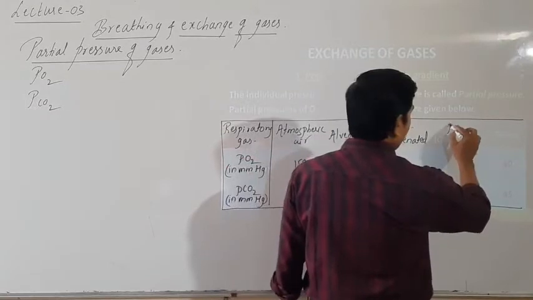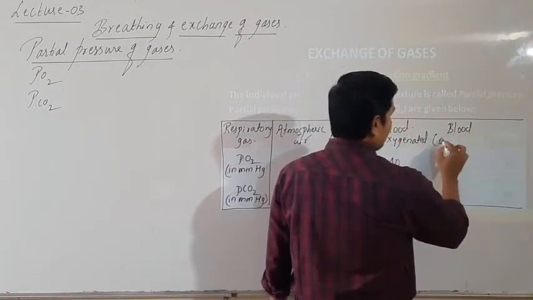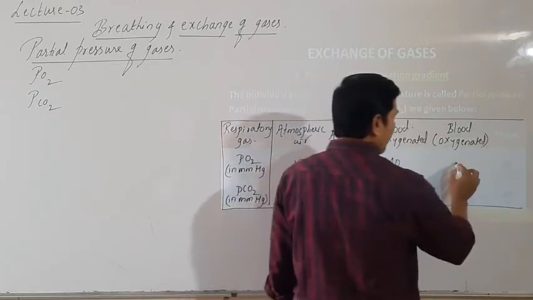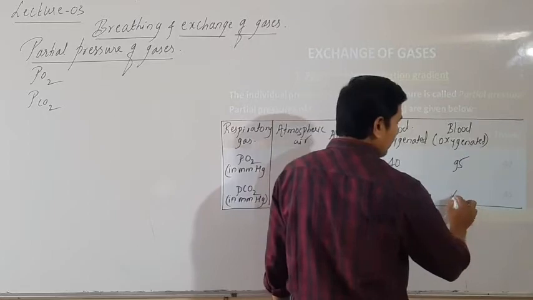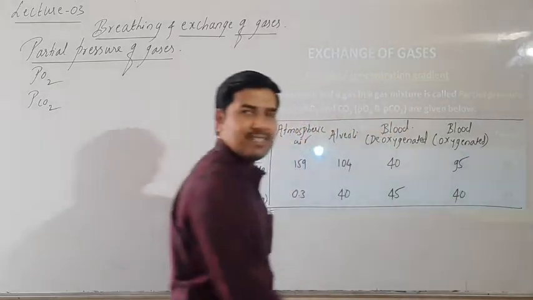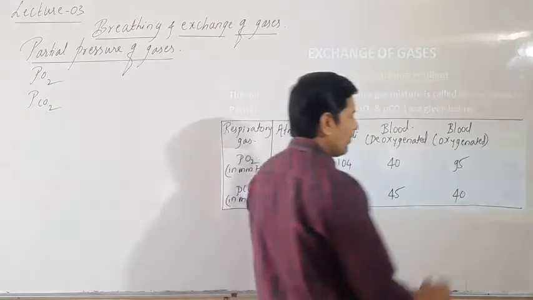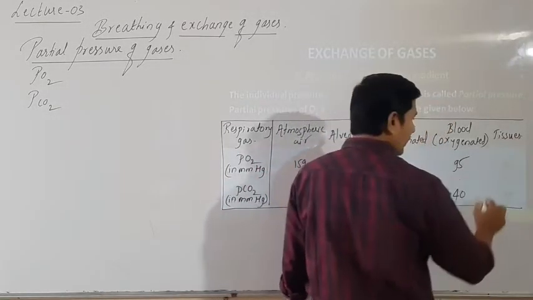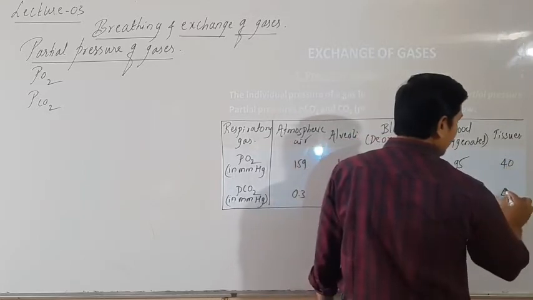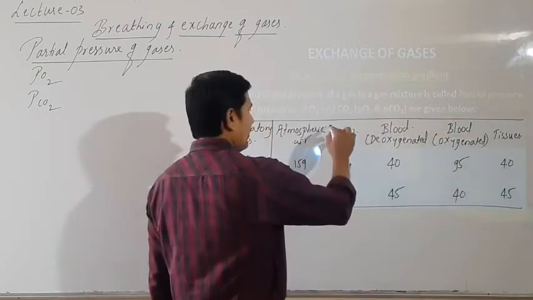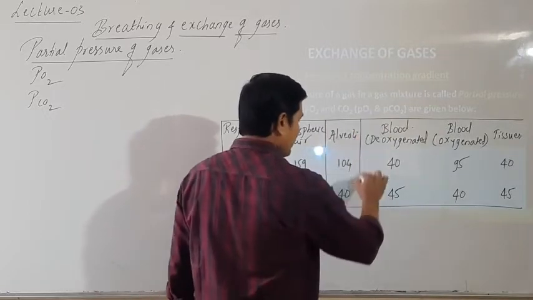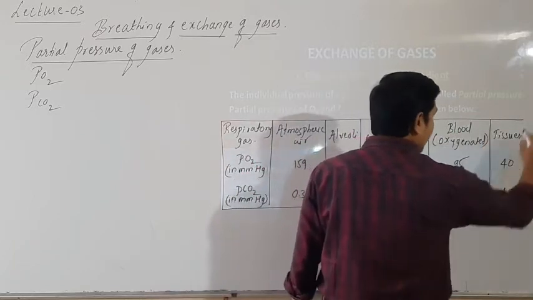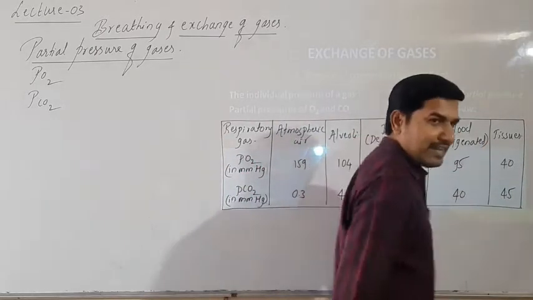Then the oxygenated blood consists of 95 mm of Hg of O2 and 40 mm of Hg of CO2. Then in the tissues, O2 is 40 and CO2 is 45 mm of Hg. So this chart shows a clear-cut difference in the partial pressure of gases.